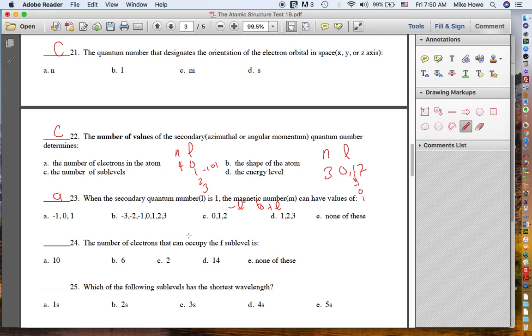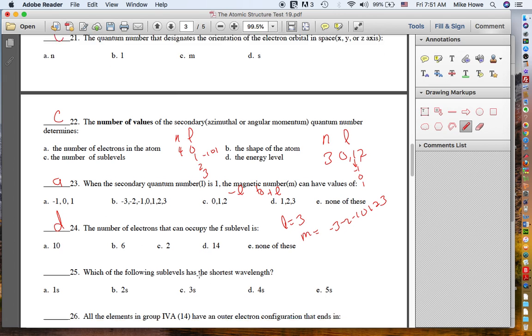The number of electrons in an F sublevel. The F sublevel is L equals 3, so m equals -3, -2, -1, 0, 1, 2, 3. It's 7 values. Each orbital holds 2 electrons, so the answer is 14.